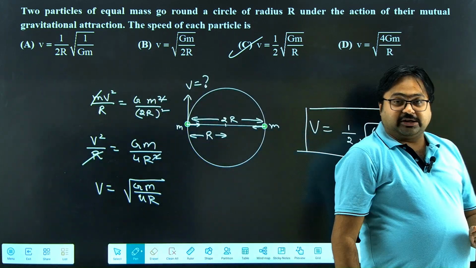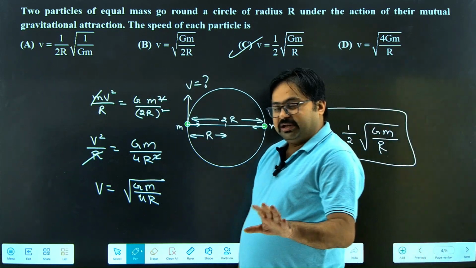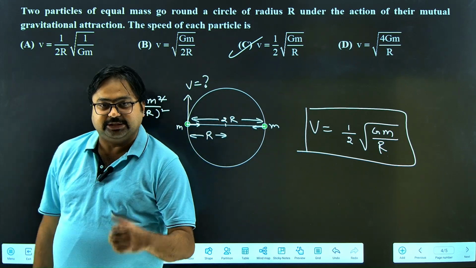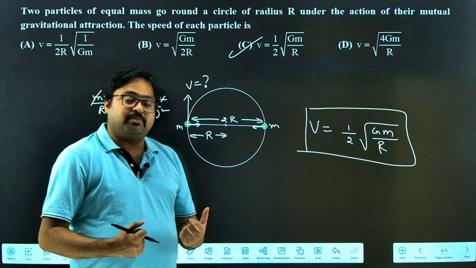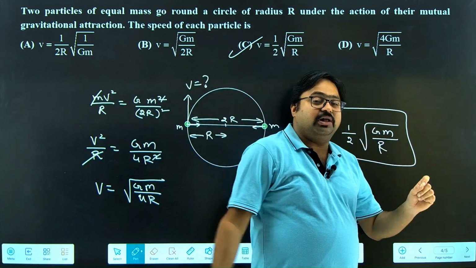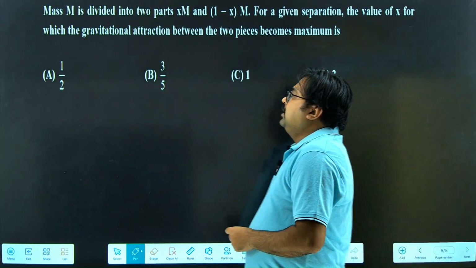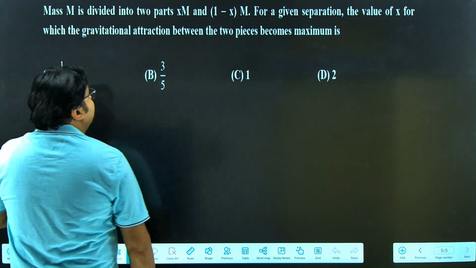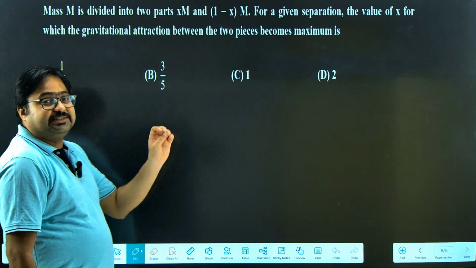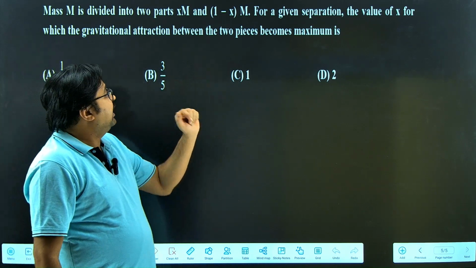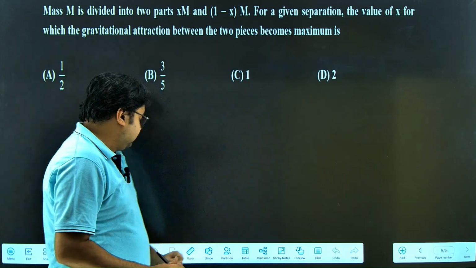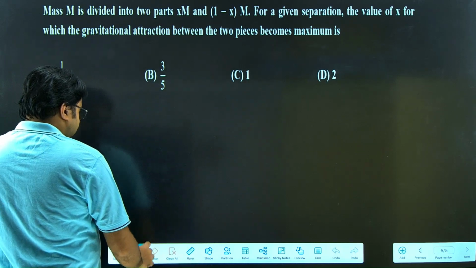So this was the second question that I had got for you. Seemingly simple, but then if you understand this, you can apply this same concept in any question which involves circular motion. Let's go further to the next question. A mass capital M is divided into two parts, xM and (1 minus x)M. So there is a mass, right? We have, let's say, a mass.